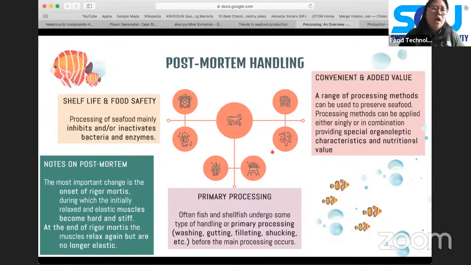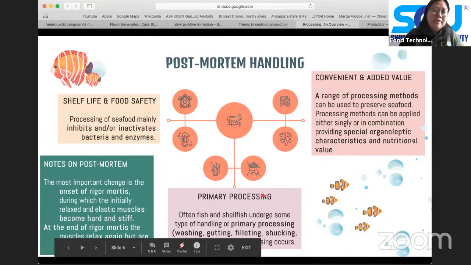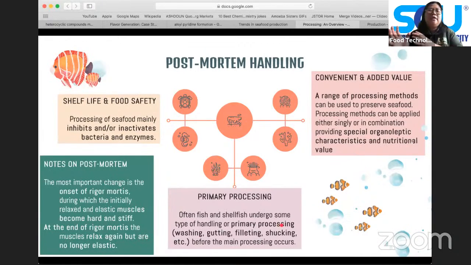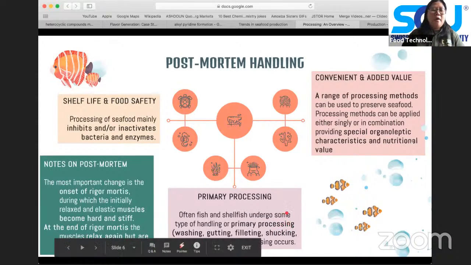Now, if we talk about the post-mortem handling, mostly we will talk about the primary processing. Before further sophisticated processing, often fish and shellfish must undergo some type of handling or primary processing such as washing, cutting, filleting, and shucking.